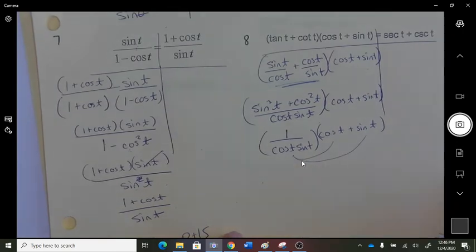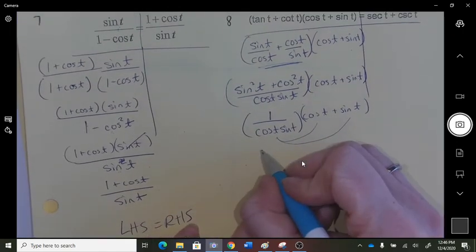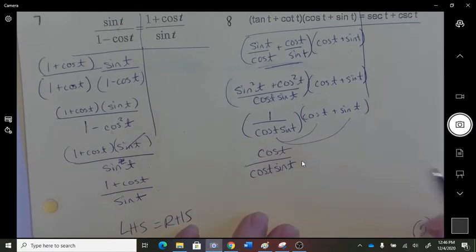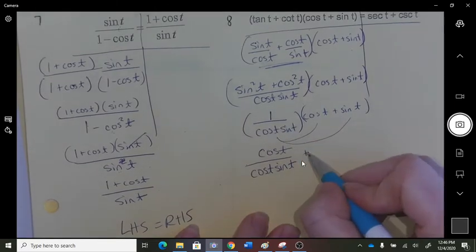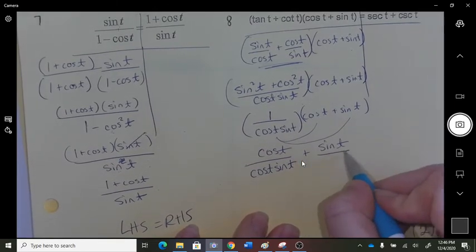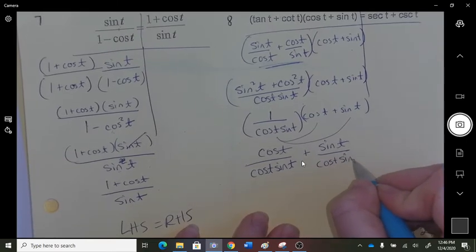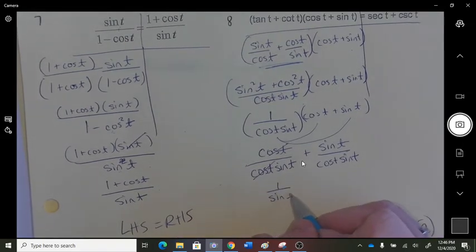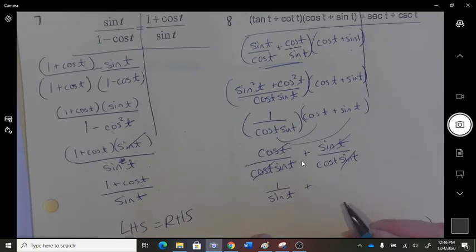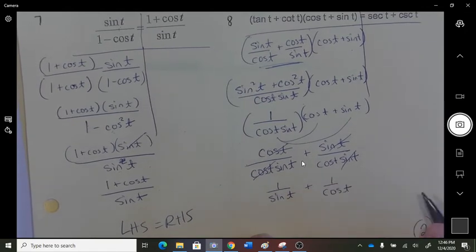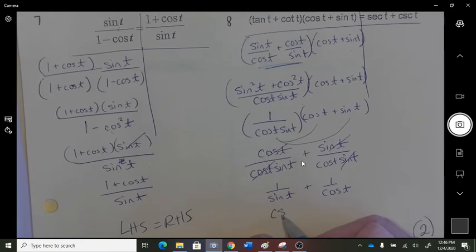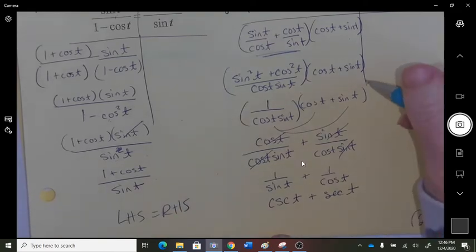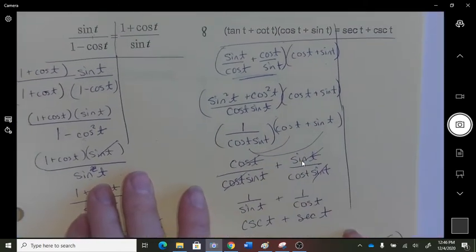Now if I distribute that through, I get cos t over cos t sine t, plus sine t over cos t sine t. Cos t's can cancel, so 1 over sine t. Sine t's can cancel, which makes 1 over cos t, which this would become cosecant t, and this is secant t. And now I have the left-hand side equal to the right-hand side.